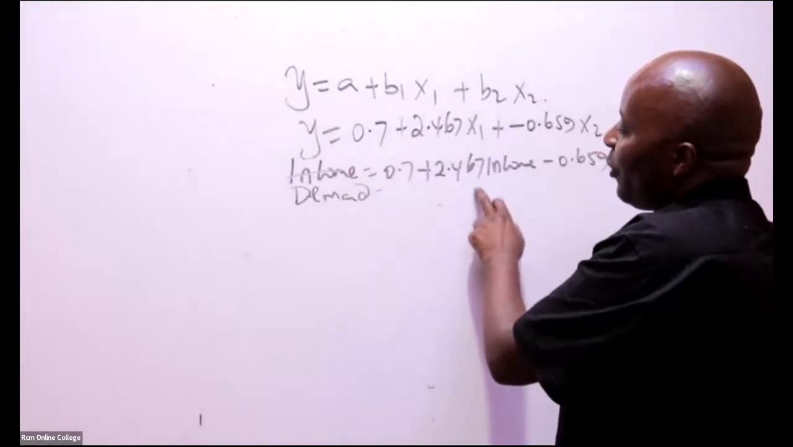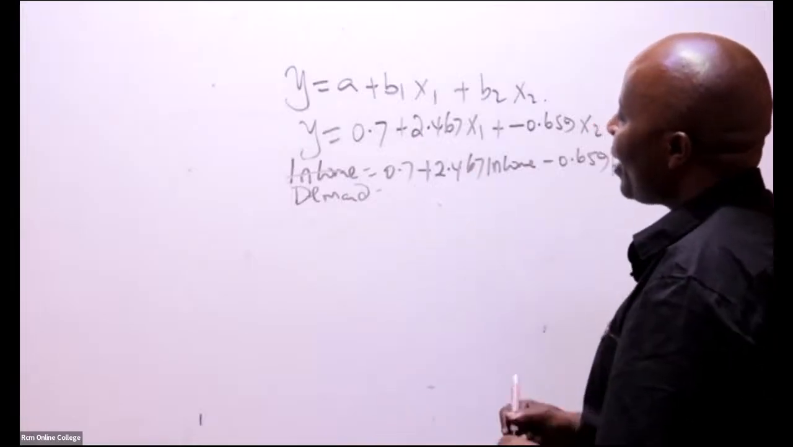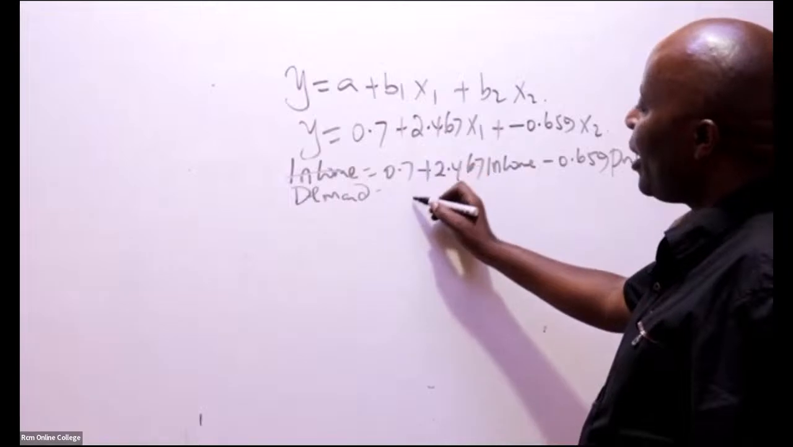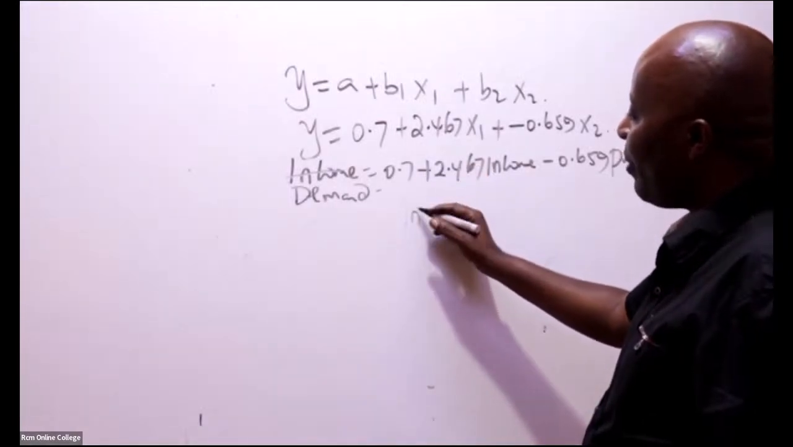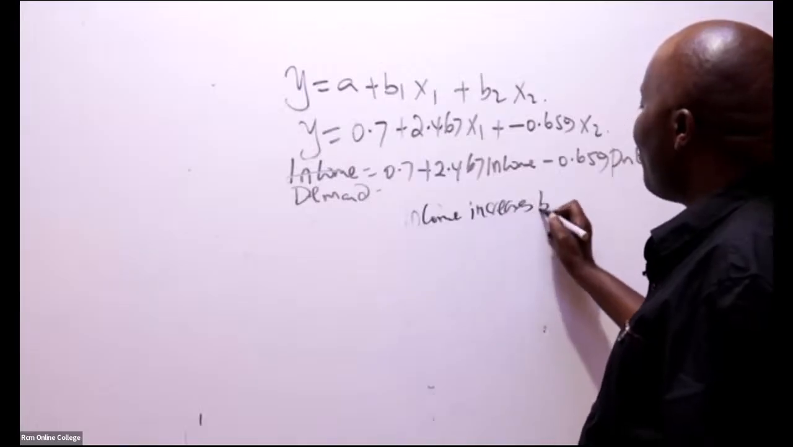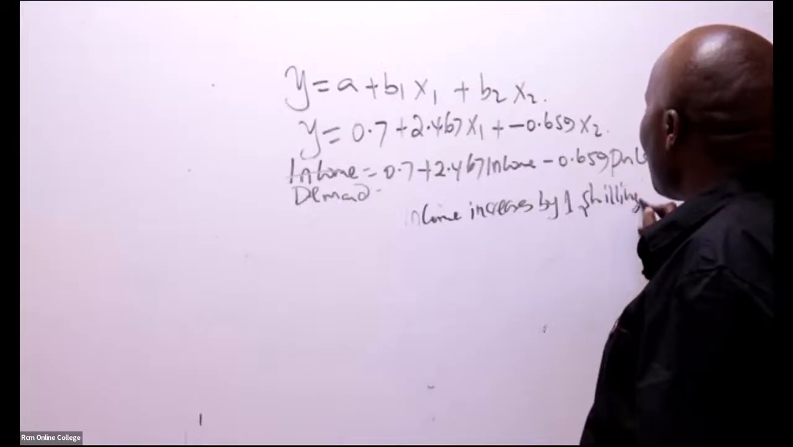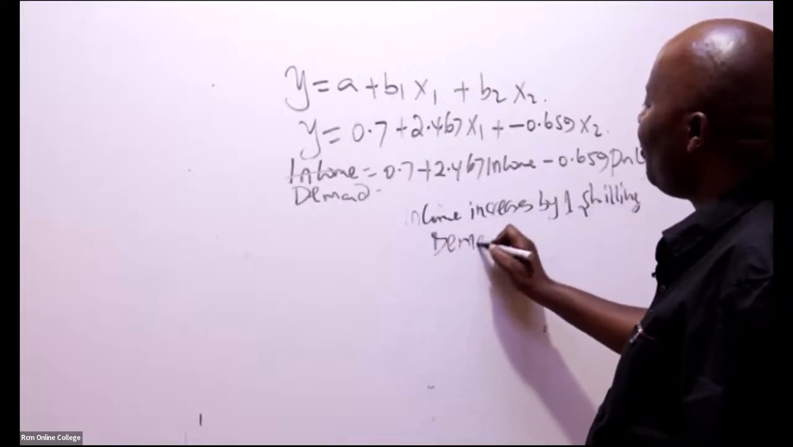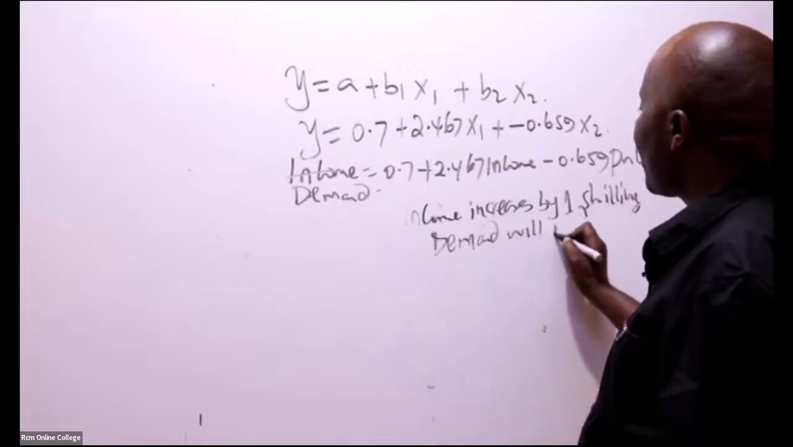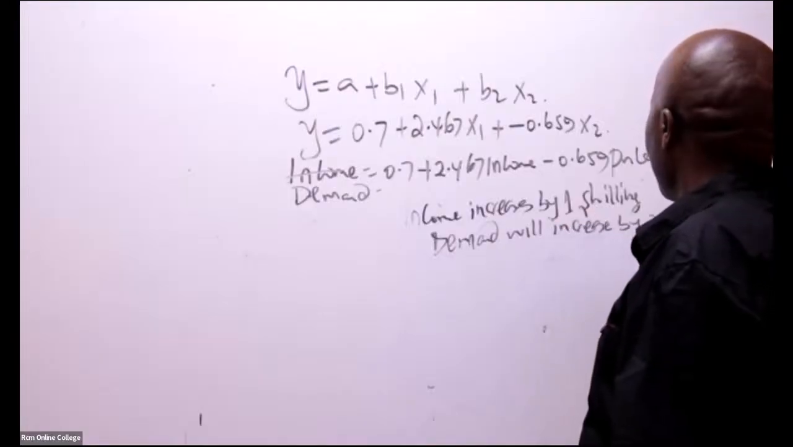How about this 2.467? How do we interpret this parameter? Because it is plus, if income increases by 1 shilling, then demand will increase by 2.467 units.